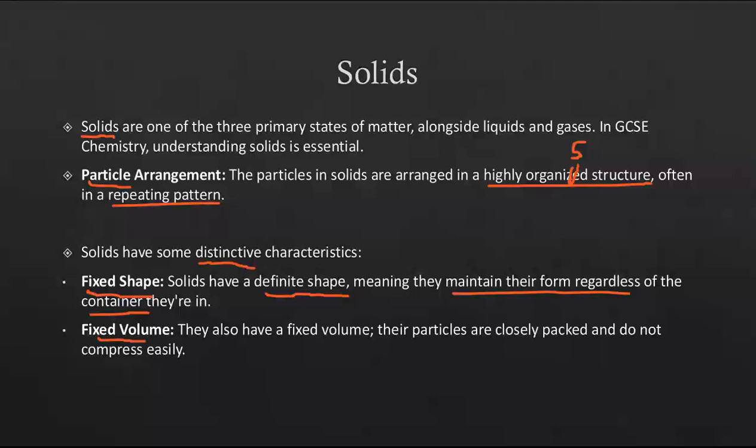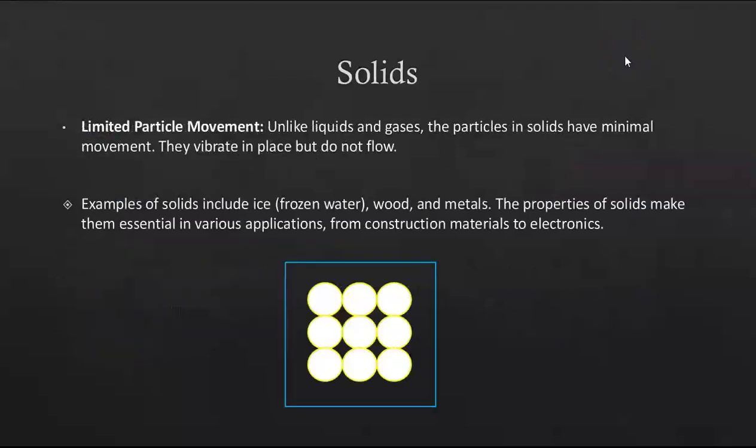They also have a fixed volume. Which means that because the particles are closely packed together, which we saw in the picture, they were already close together and touching, they do not compress easily. So we can't compress them, we can't squash them, and so they have a fixed volume. So these are the two things you need to be able to say about a solid. They have a fixed shape and they have a fixed volume as well.